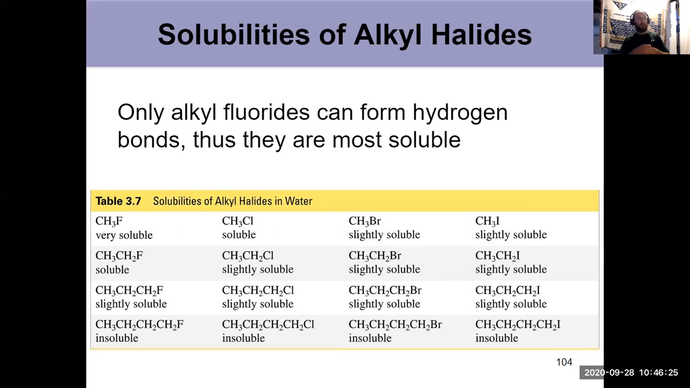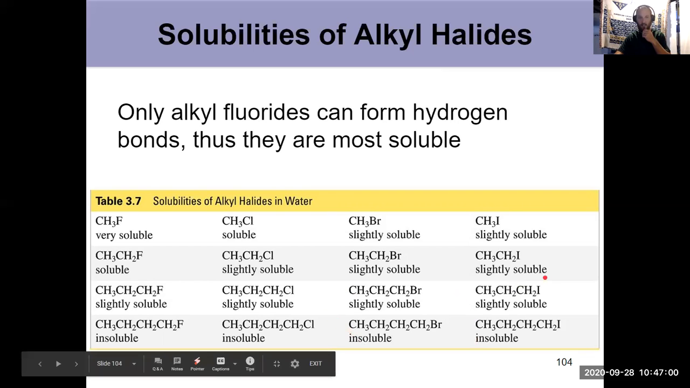Okay. And in terms of the alkyl halides, alkyl fluorides are the most soluble because they can form hydrogen bonds in the solvent. Okay, remember, hydrogen bonded to oxygen we talked about, nitrogen we just talked about, fluorine can also form hydrogen bonds. So alkyl fluorides can be soluble in water. Okay? But as we switch to alkyl chlorides, alkyl bromides, alkyl iodides, they lose their solubility in water. And as we increase the size, they get less and less soluble.